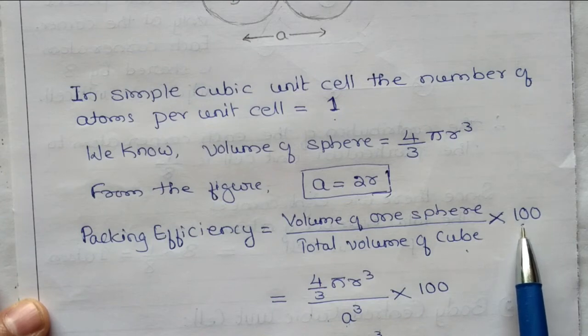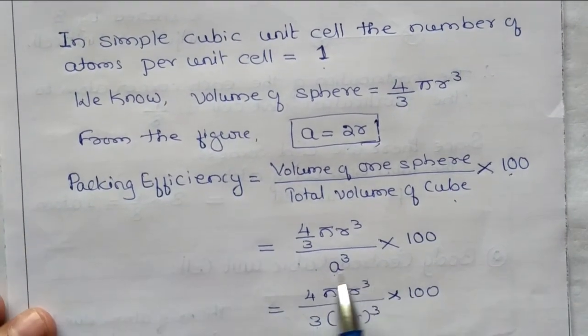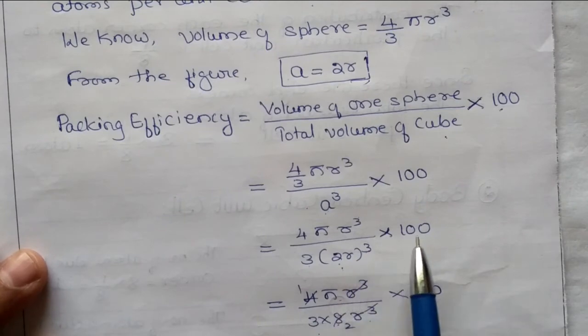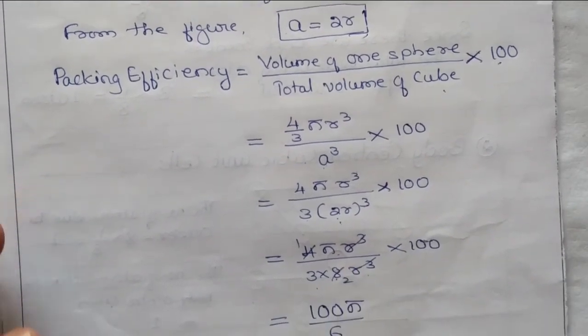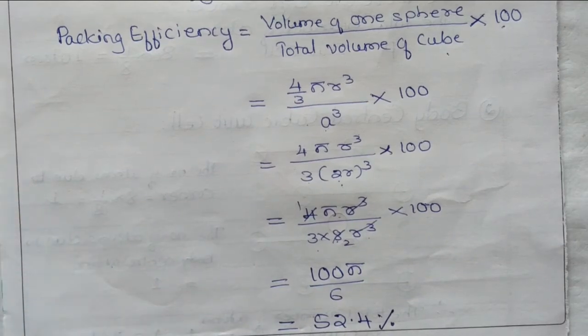You have to write this. Normally students will forget writing this, so you are going to lose 1 mark. This is necessary. So into 100, that is the percentage. Substitute the value of A equal to 2r, use a bracket, simplification, and you are going to get, directly you can write it as 52.4%. So this is the calculation of packing efficiency for the simple cubic unit cell.